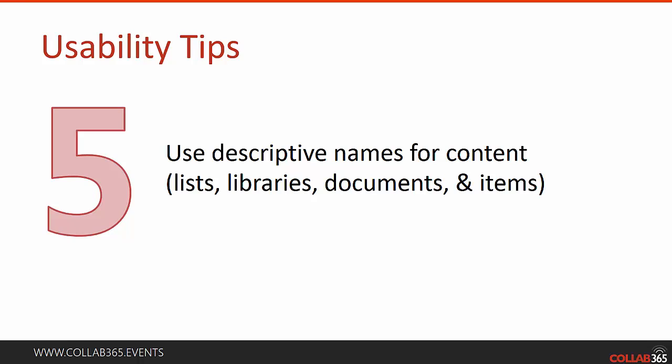Here's one that we didn't talk about, but it kind of makes sense. Use descriptive names for your content, for your lists and libraries, and especially documents and items. Don't use real cryptic names for your document names that only you understand. You can use descriptive words to describe what exactly it is so a person knows exactly what they're opening.